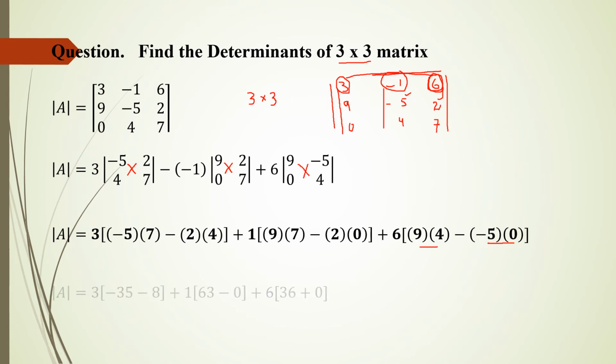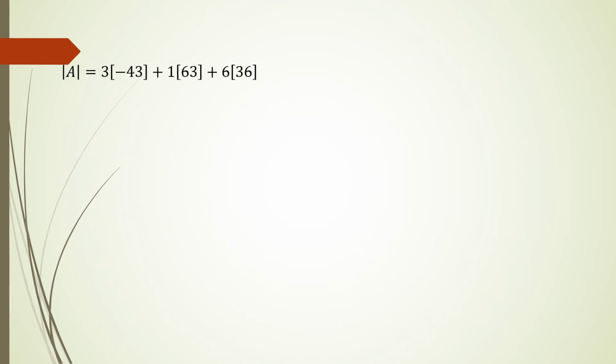Okay, so now after multiplication it will become minus 5 multiplied by 7, so the answer will become 35, and 2 multiplied by 4, the answer will be 8. Okay, so now my dear students, after solving this question, the determinant of the matrix A is equal to 150. Okay, 150 is the determinant of the 3 by 3 matrix.